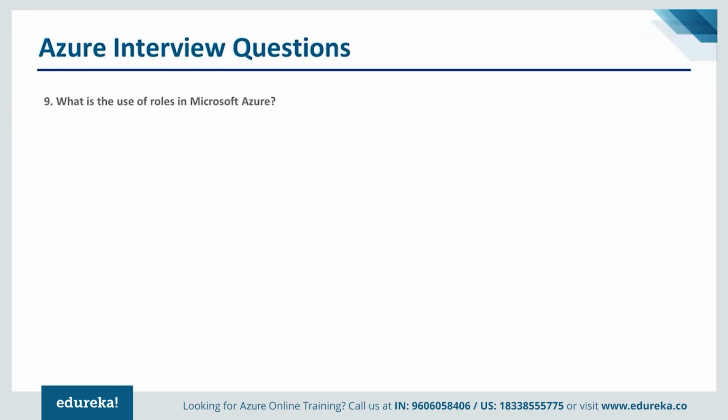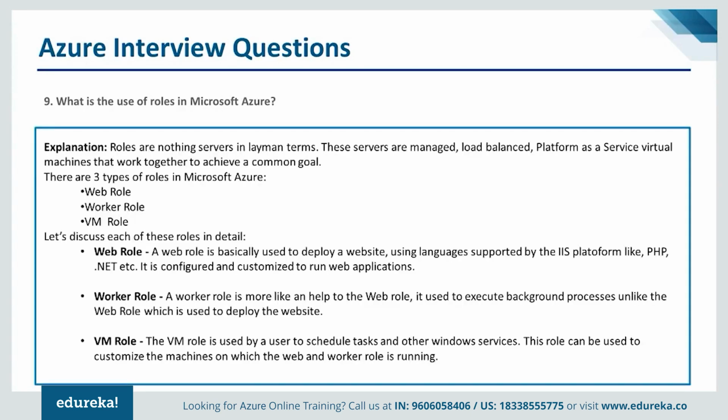Okay. The other question we talk about is what is the use of roles in Microsoft Azure. When you talk about the use of roles, we talk about three roles. One is my web role, one is my worker role, and one is my VM role. Now my web role is basically for hosting and deploying my websites. The worker role is the one which helps the web role to execute the background processes.